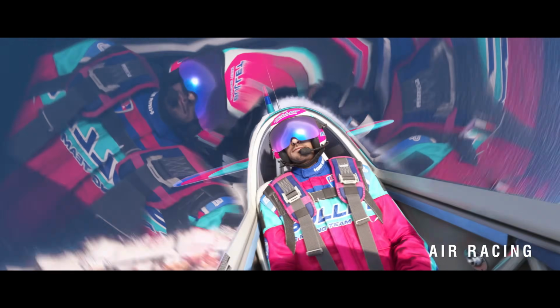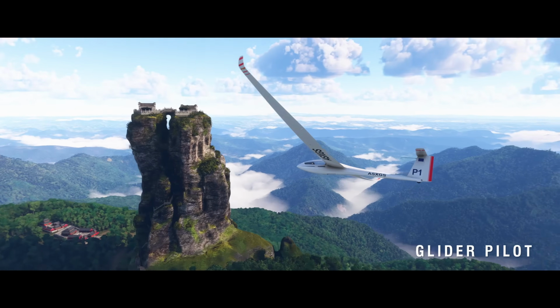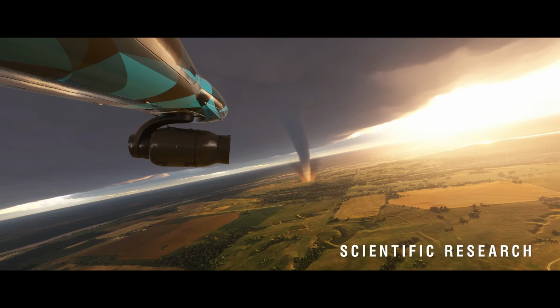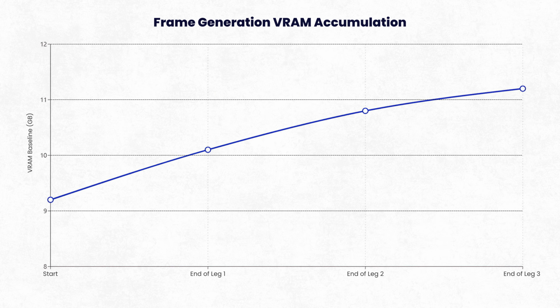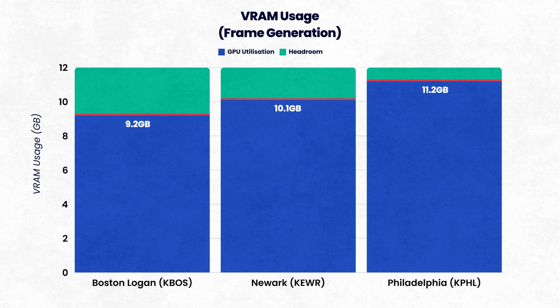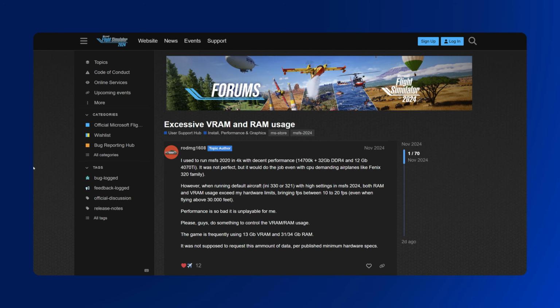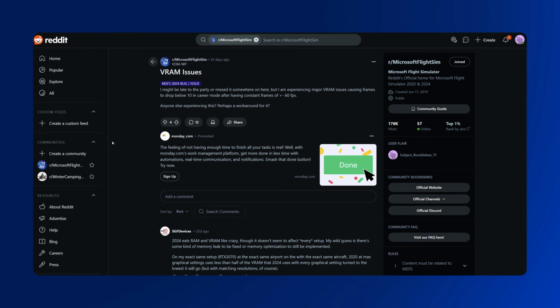That being said, when we consider actual flying, Frame Generation's superior image quality comes at a cost for overall stability. In our 3-leg rotation, VRAM usage climbed from 9.2 GB to 11.2 GB, not through sudden spikes, but via a gradual accumulation that the simulator never managed to clear. And this in itself matches exactly what users across the community have been reporting: a slow but persistent increase in VRAM usage that eventually impacts performance.